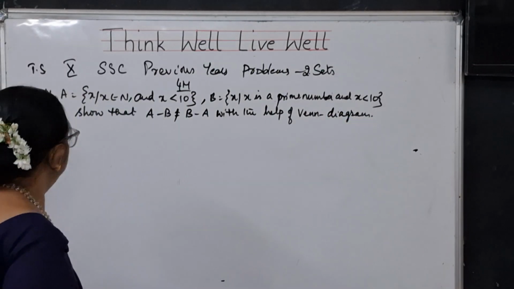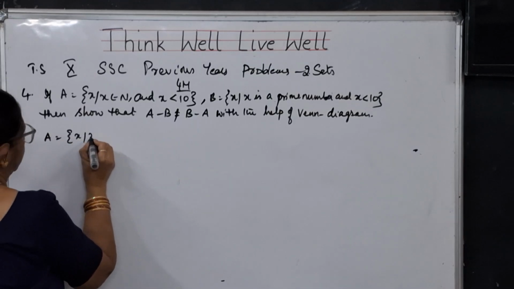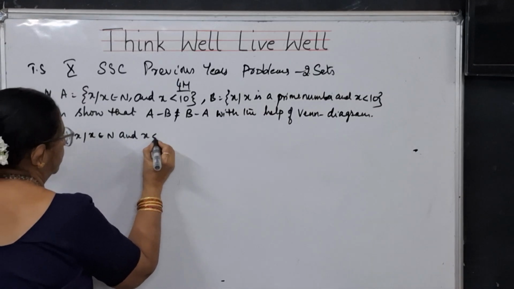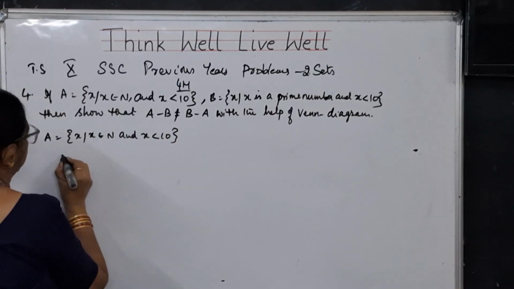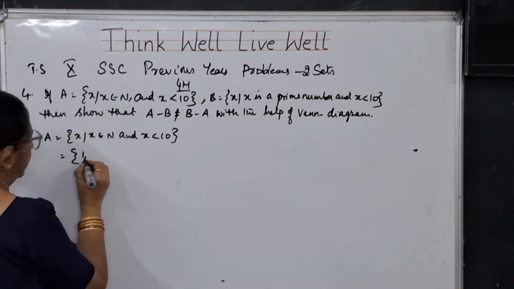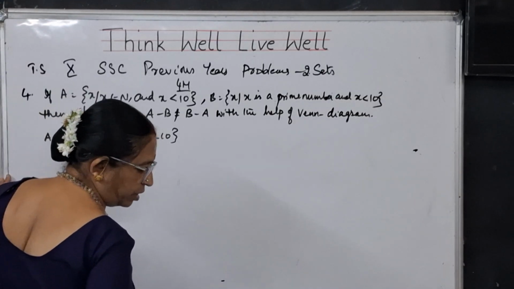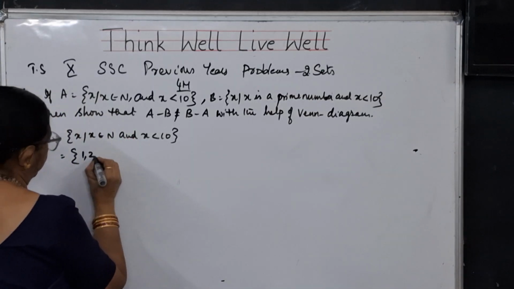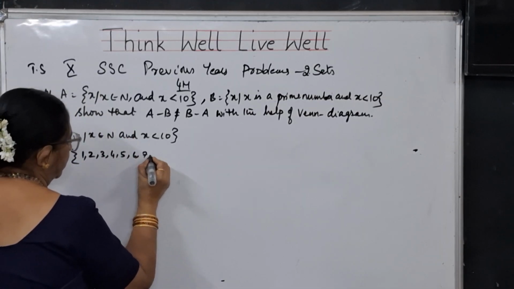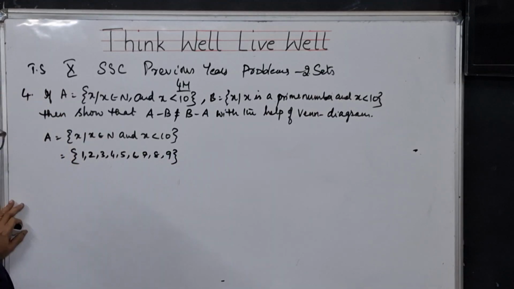Let us see. What is set A? Set A is equal to {X such that X belongs to N and X is less than 10}. That means what are the elements, children? Natural numbers start with 1 and go below 10. Less than or equal to is not there, only less than 10. So 1, 2, 3, 4, 5, 6, 7, 8. I should stop at 9 because 10 is a greater value.